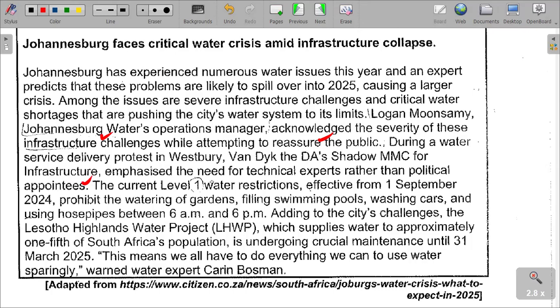The current level 1 water restrictions effective from 1 September 2024 prohibit the watering of gardens, filling swimming pools, washing cars, and using hosepipes between 6 a.m. and 6 p.m., adding to the city's challenges. The Lesotho Islands Water Project, which supplies water to approximately one-fifth of South Africa's population, is undergoing crucial maintenance until 31 March 2025. This means we will have to do everything we can to use water sparingly, warned the water expert.